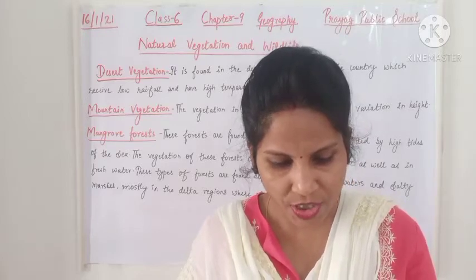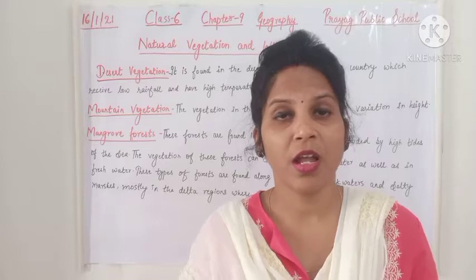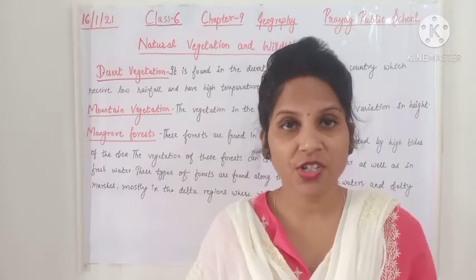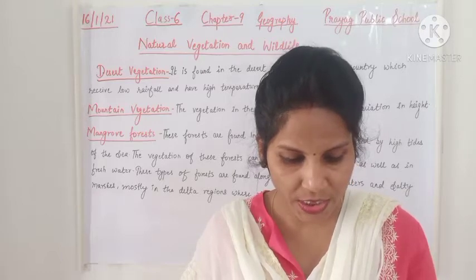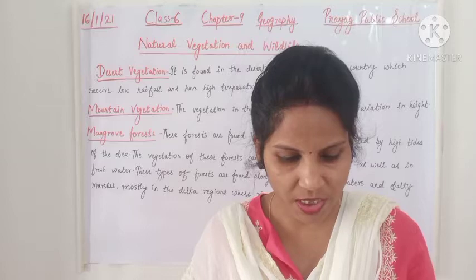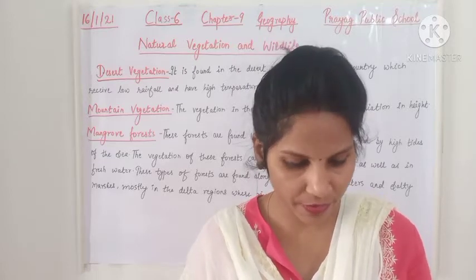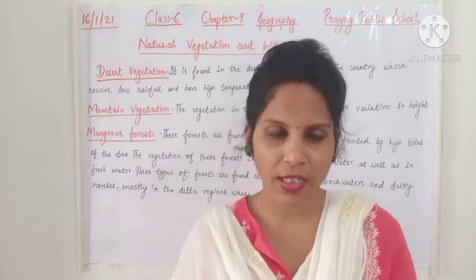Okay, then backwaters and salty marshes mostly in the delta regions where rivers merge into the sea, and they can even grow into the marshy areas. दलदल वाले एरिया में भी grow कर सकते हैं. Such vegetation is found almost all along the eastern coast, especially in the large deltas formed by the rivers like Ganga, Mahanadi, Godavari, Krishna and Kaveri.